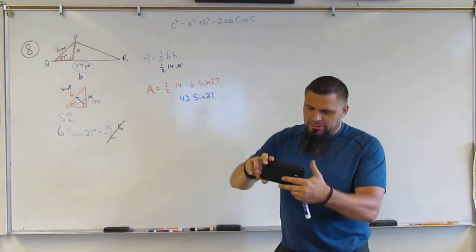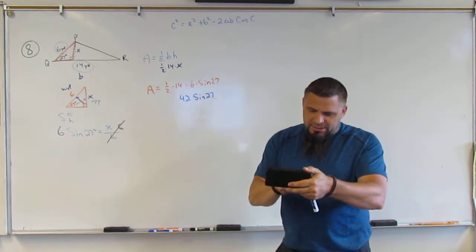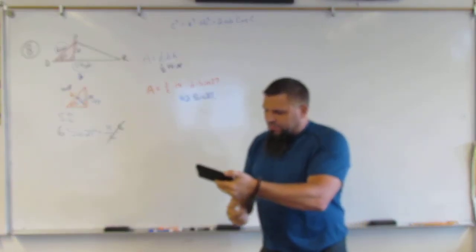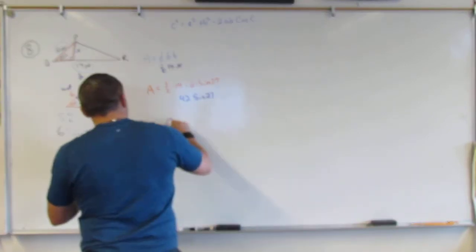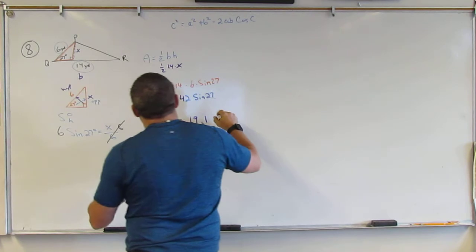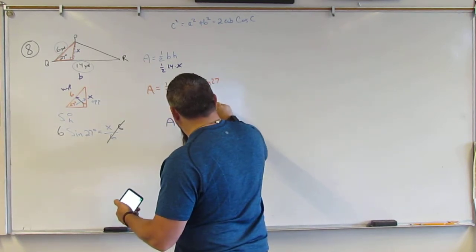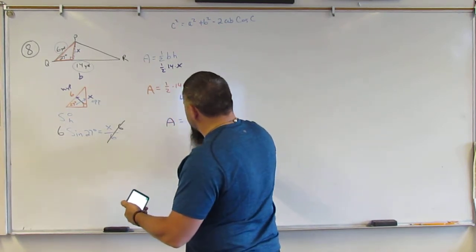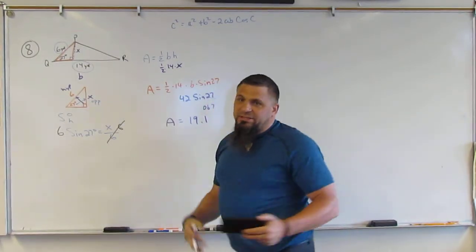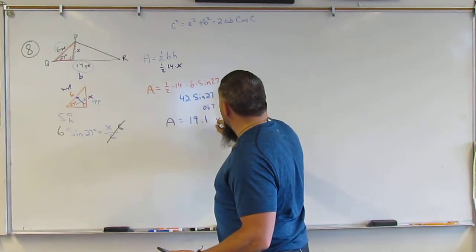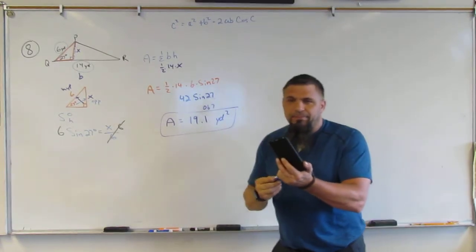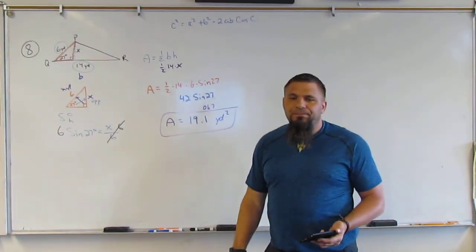42, turn the calculator, sine 27, and it's 19.06. The area is equal to 19.1, because it's 067, right? And so that 6 turns that 0 into a 1. And remember, area is square, so it's yards squared. And that's it. That's not that bad.